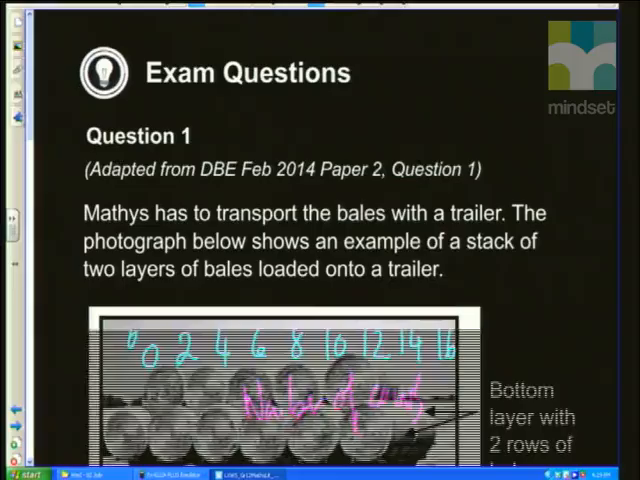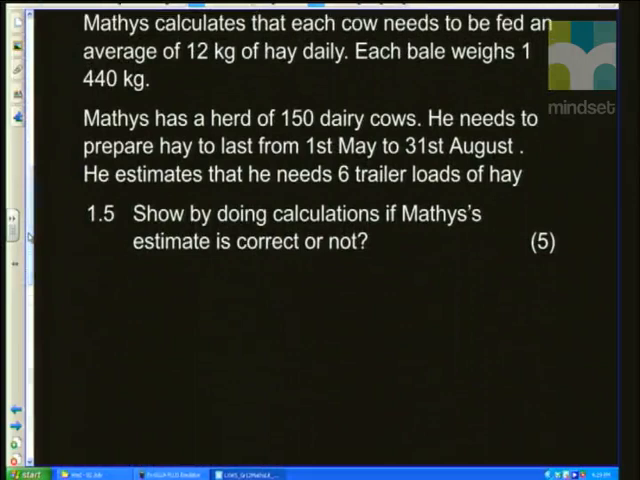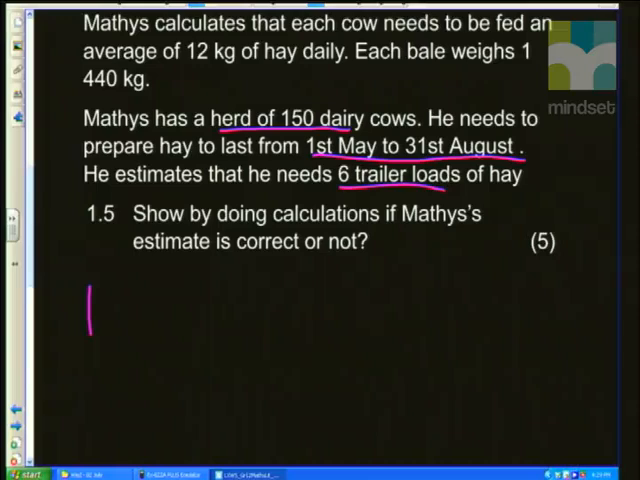Guys, we've got time for the last bit of the question. And this is the tricky one. It tells us that Matthias has a herd of 150 dairy cows. He needs to prepare hay to last from the 1st of May to the 31st of August. He estimates he needs 6 trailer loads of hay. Wow, that's quite a lot. Remember, one trailer load gave us 24 bales.